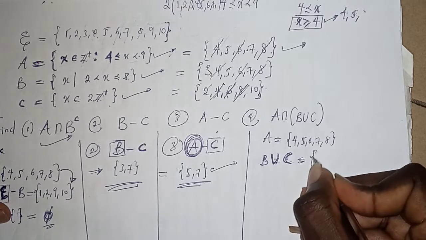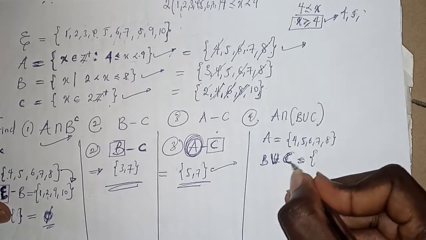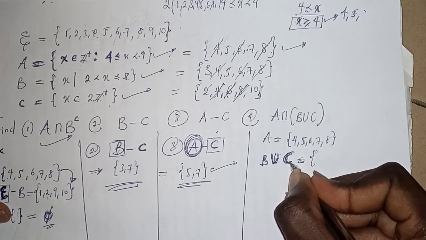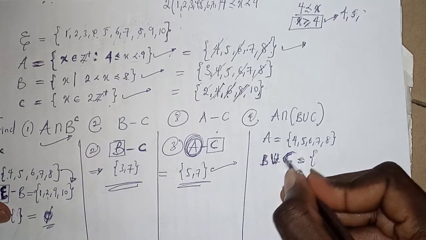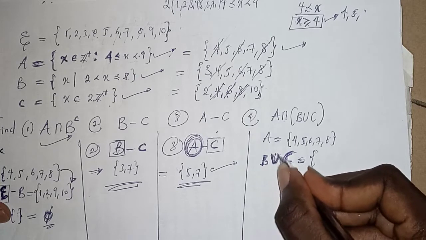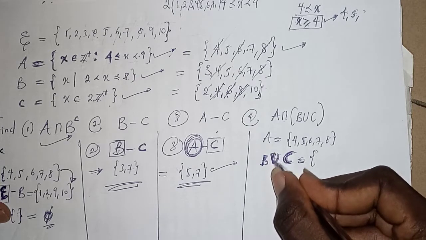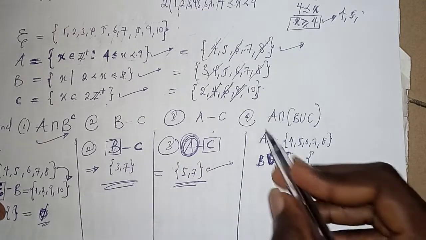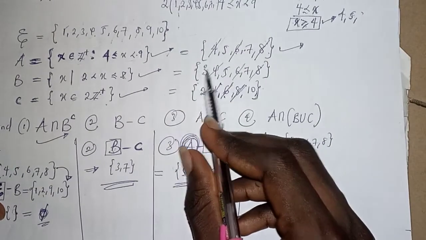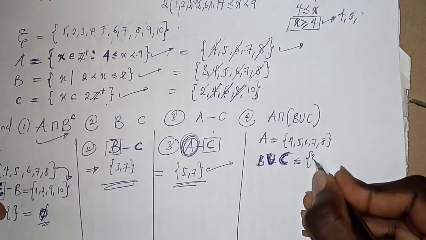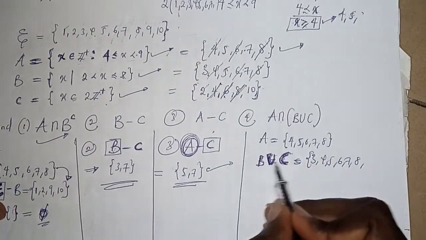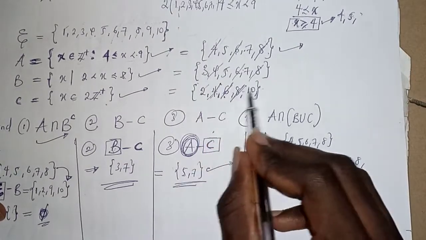I've explained what union means. Union means write out all the elements you have for B and C, such that the members are not repeated twice or more. So now let's list out all the elements for B and C. That's 3, 4, 5, 6, 7, 8. Now the elements of C: 2, 4, 6, 8, 10.